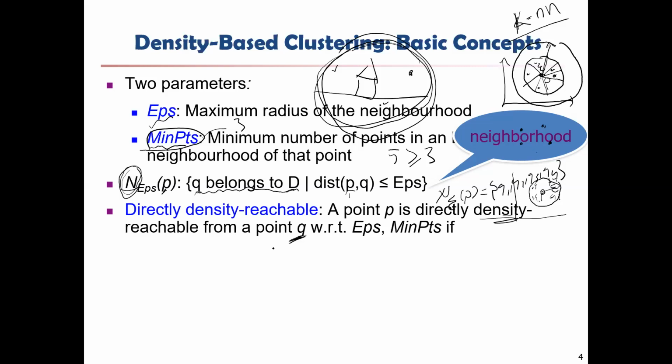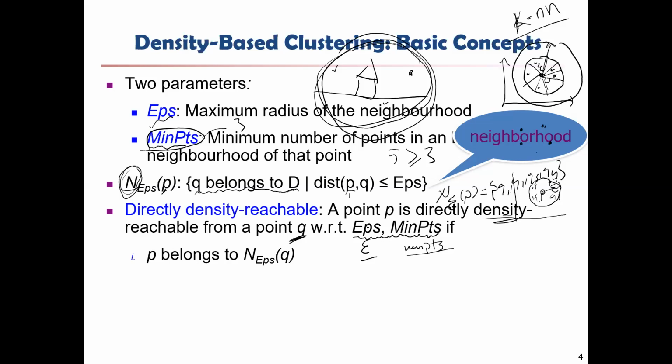Let's call this Q. But this reachability is defined based on the earlier parameters we introduced. So there's an epsilon, and there are also these minimum points, okay? Based on this, you are going to make a claim such that your P is directly density reachable from another point Q. Okay, so let's try to explain this in more detail.